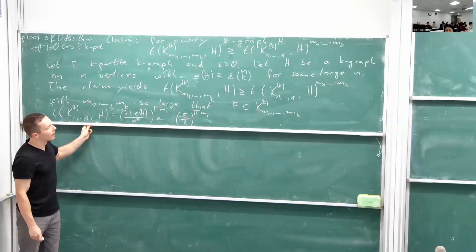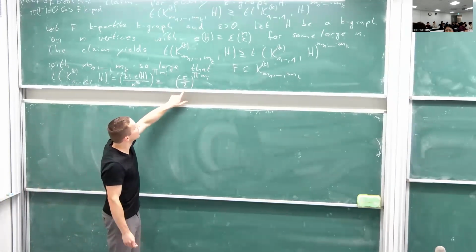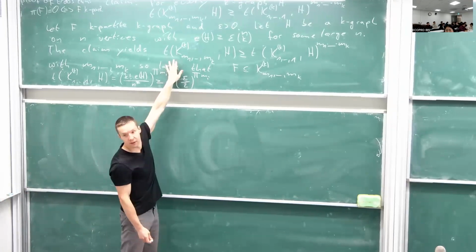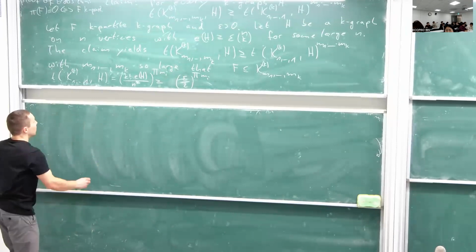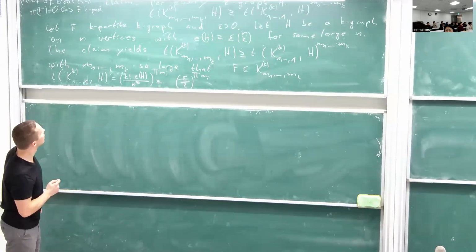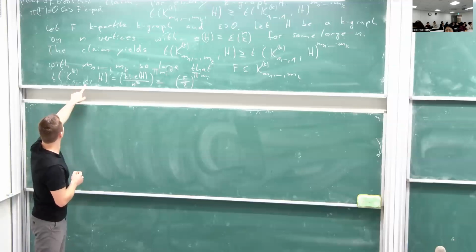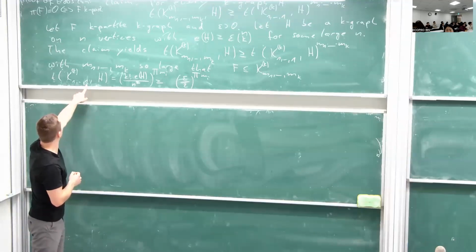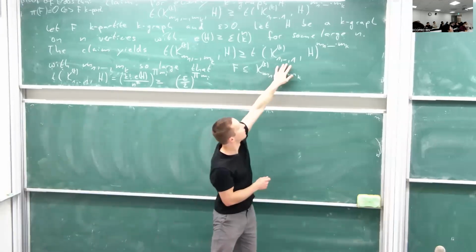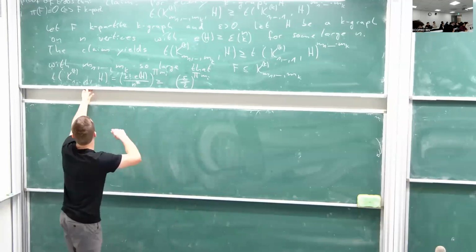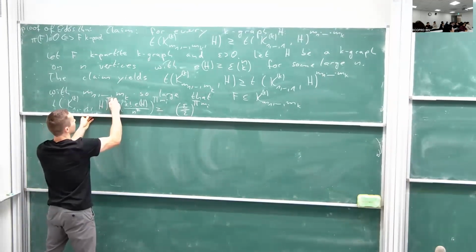Okay, but this is now just a lower bound on the homomorphism density of this k-graph in our H. So it should be K sub m1 to mk in the last line, not the edge, right? No, this is an edge. This is just this part here. But the power. Right, yeah.